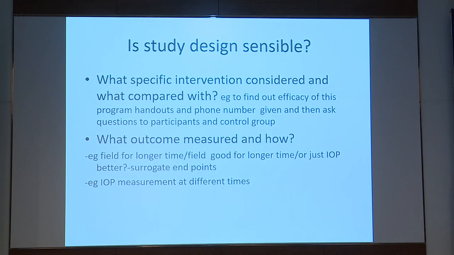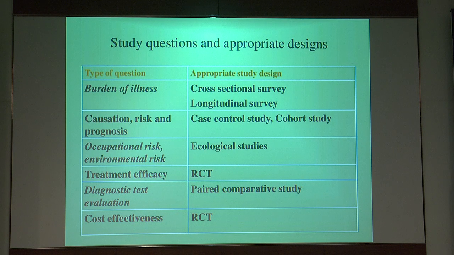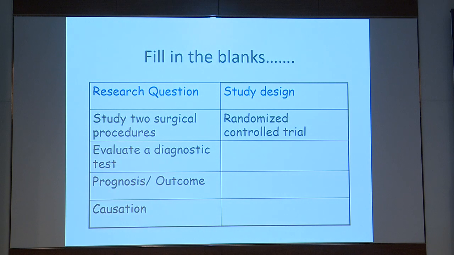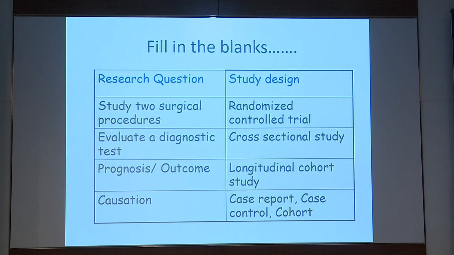So at the end of it, the statistics is important. And whatever statistics you use, I'm going to challenge it in every paper, even my own published papers 5 years later. Right? So study design, again one more time: risks and prognosis, case control and cohort. You don't want to do RCTs there, right? Treatment efficacy, yes, you want to do RCT. Diagnostic test, you do paired comparative, you find out sensitivity and specificity. We come to that, right? Two surgical procedures, I'm just stressing on this again and again. Randomized control trial; to evaluate a diagnostic test, cross-sectional study; prognosis and outcome, longitudinal cohort and case control.